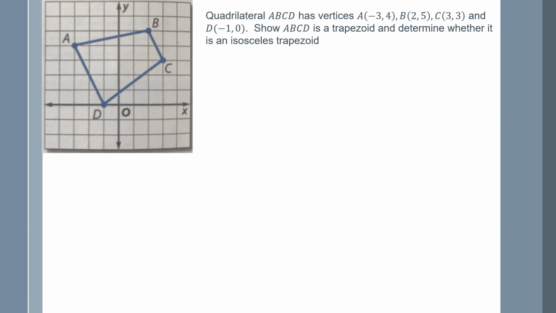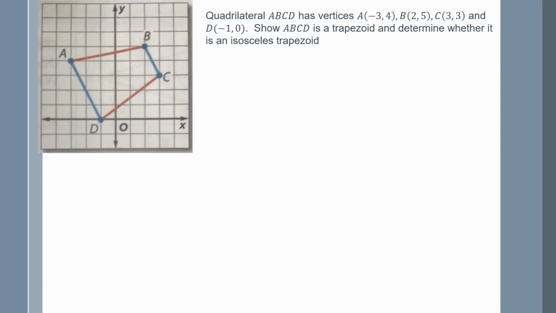Now, when I look at this figure, I'm going to pretty much decide that AD is parallel to BC. So those are the ones you'll now see in blue. So how do we show that those are parallel? Well, we find the slope. So the slope of AD is equal to y minus y, so 4 minus 0, over negative 3 minus negative 1, right?